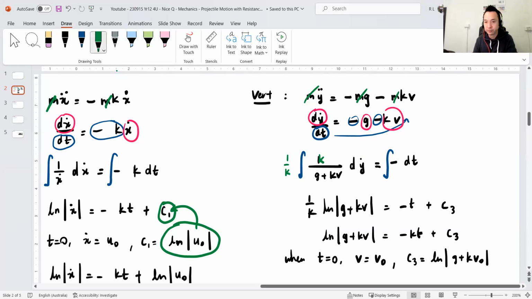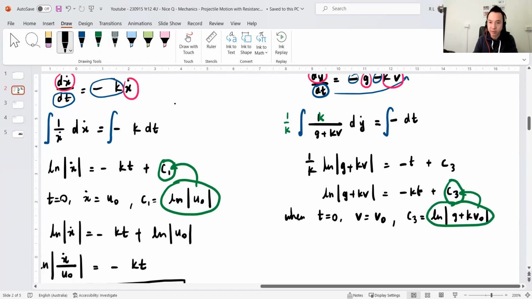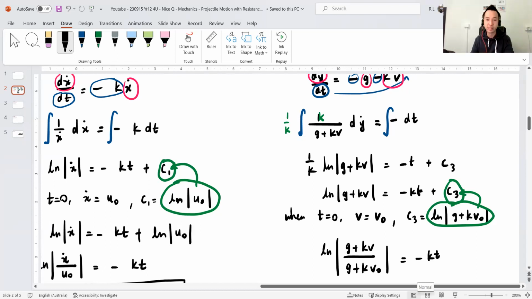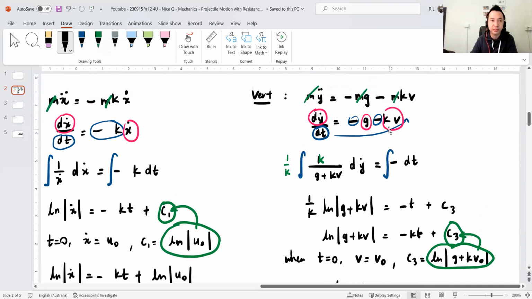Sub that into here. And when I sub it in, I'm going to at the same time move it over to the left. So it becomes ln g plus kv minus ln g plus kv0, which with log terms you basically divide, equals minus kt. Once again, oh sorry, I wrote v. That's pretty naughty of me. So can you please write y dots on these? Y dot, y dot, y dot.